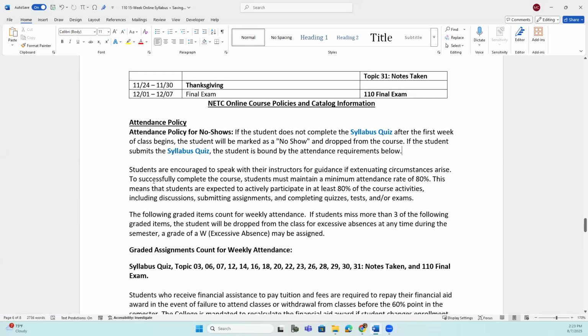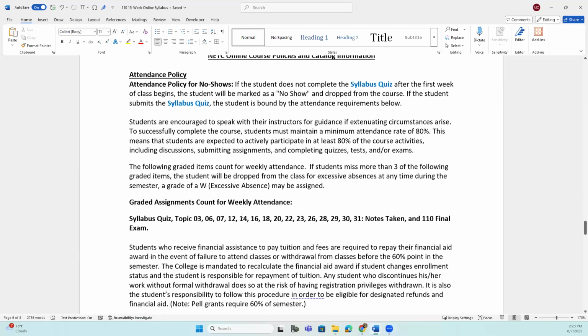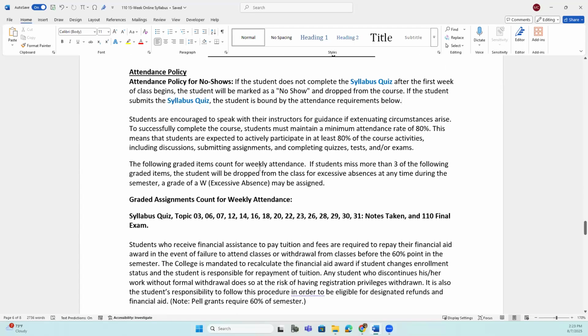To successfully complete this course, you must maintain a minimum attendance rate of 80%. This means that you are expected to actively participate in at least 80% of the course activity. They include discussion, your homework, watching lecture video, taking notes on them, and completing your final exam. So if you miss more than 3 of the following graded items, you may be dropped from the class due to excessive absence.